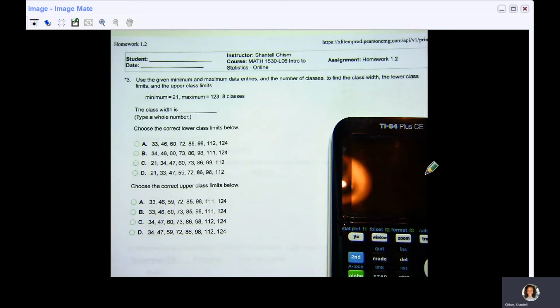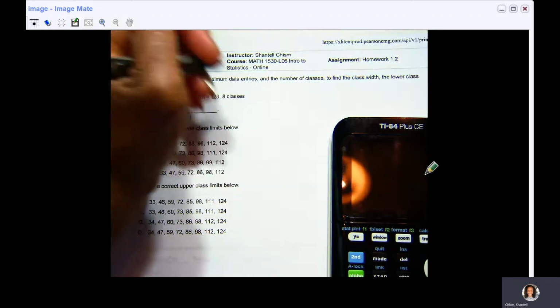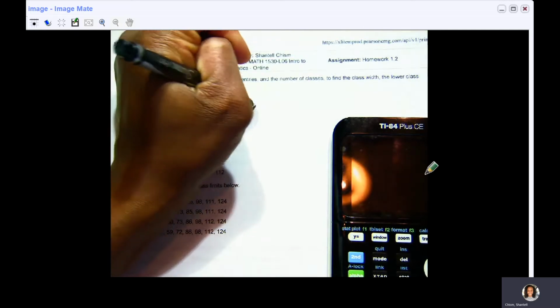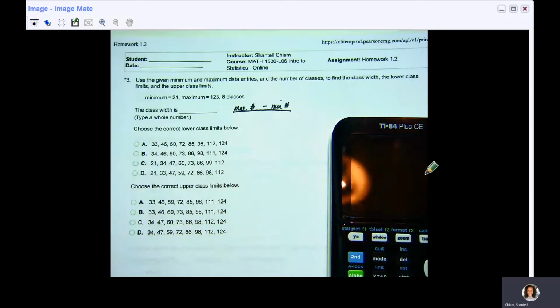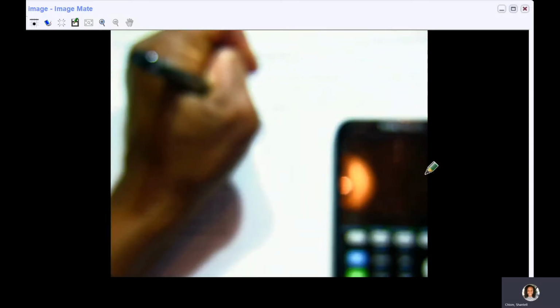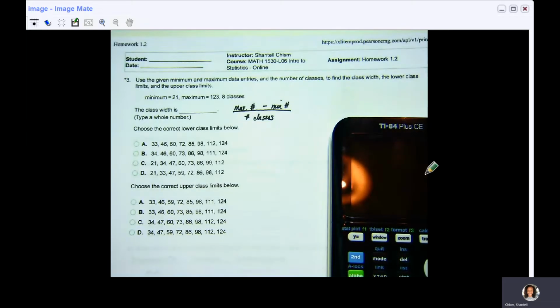Number 3 says, use the given minimum and maximum data entries and the number of classes to find the class width, the lower class limits, and the upper class limits. So when you get ready to find the class width, this part isn't multiple choice, but you will take the maximum data entry. So I'm going to say maximum number. You will subtract from it the minimum number, and then you will divide that difference by the number of classes that you're told to use. You will always be told how many classes you should use, okay? If this ever gets a little blurry when my hand is moving back and forth, it will clear up, okay?